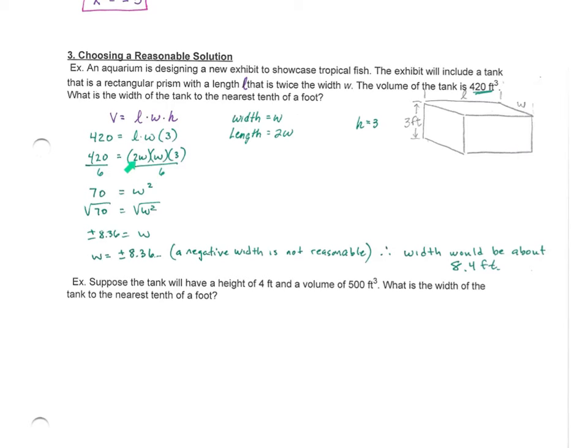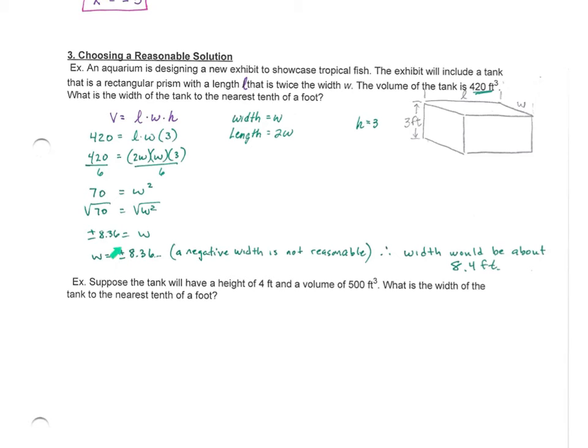This 6, I multiplied 2 times 3 is 6. So I divided 6 away to get rid of my numbers over here, which leaves 70 on the left equals W squared. And to get W by itself, I went ahead and did the square root. So the square root of 70 is going to be approximately plus or minus 8.36, and then that is going to be W.